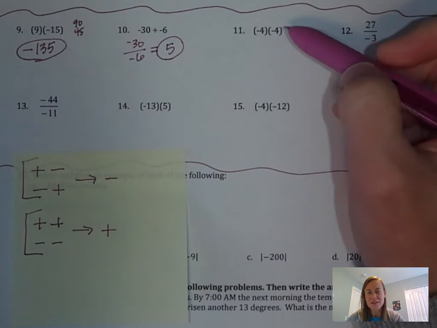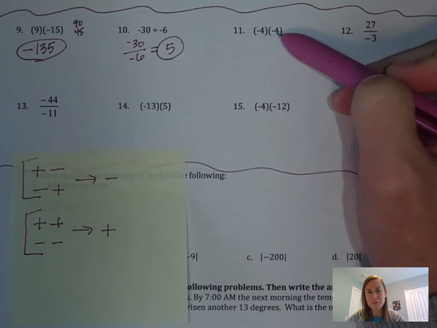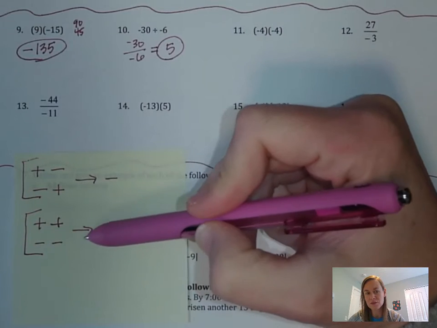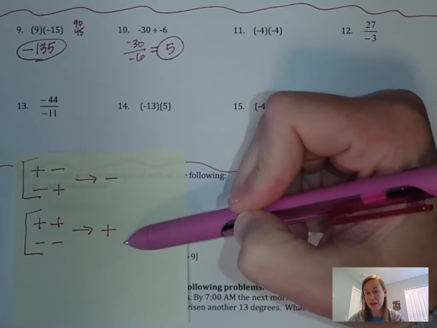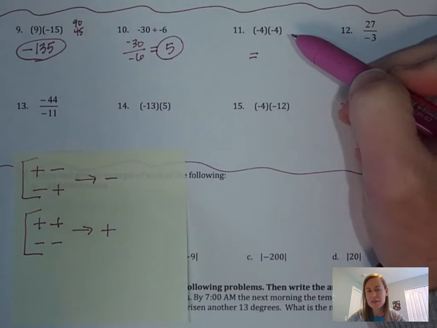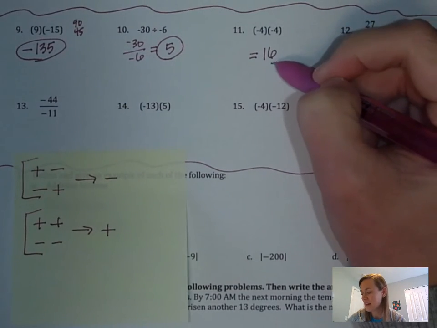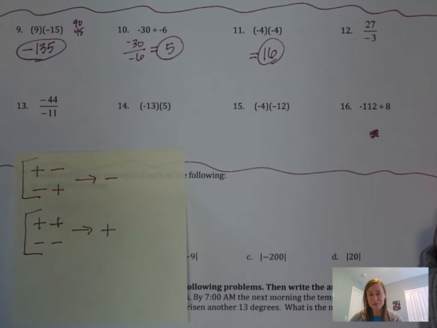Let's look at number 11. We have negative 4 times negative 4. What's our rule? Negative times a negative equals what? Positive. Okay, great. So now we just need to think, what is 4 times 4? It's going to be 16. And then we're done with that one.